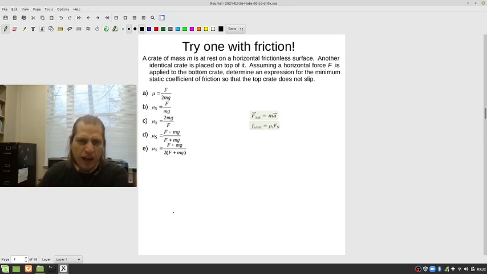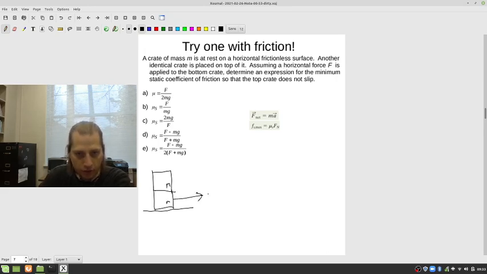So it says we have a crate of mass m on top of a frictionless surface. So that's box mass m. Now we're putting another crate on top of it. There's no friction between this bottom surface and this block. There is friction between this block and the block on top of it, which also has mass m. Assuming a horizontal force F is applied to the bottom crate, so we're going to put a force right there, determine an expression for the minimum static coefficient of friction so that the top crate does not slip.